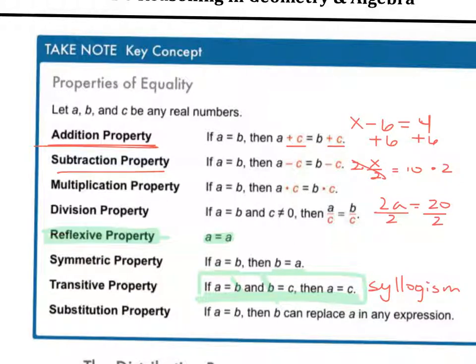Very similar to that idea. And then the last one is substitution. Basically what that says is if A is equal to B, then I can take out an A and put in a B, and nothing changes, right? So you're just substituting. If you're playing basketball and you take out a point guard, you want to put in another point guard, right? It's substitution. You're subbing players, you're subbing equal values, okay?